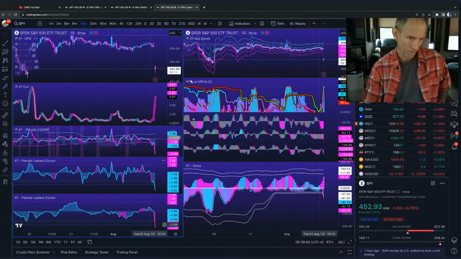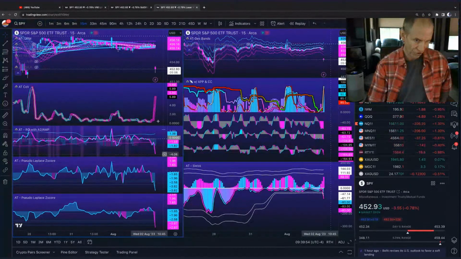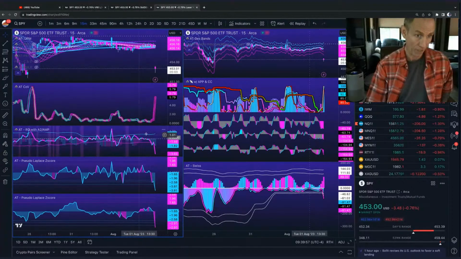I mean, look at the 15-minute, man. That's when you see both the Z-scores and the returns oscillator turning down like that, on bear div, I might add.